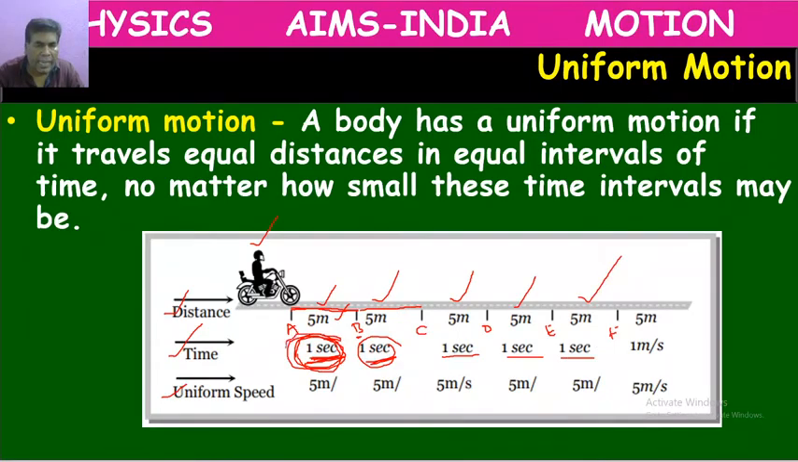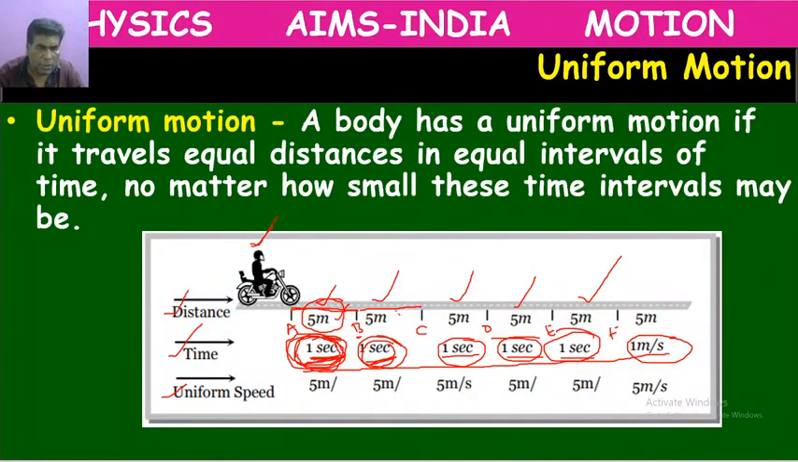So here all the time intervals are equal. So what we can say, how the bike is moving: in equal intervals of time, it travels equal amount of distance. In 1 second 5 meters, 1 second 5 meters, 1 second 5 meters. So in equal intervals of time, it is traveling equal distance. So we can say that this body, the person moving on a bike, is exhibiting uniform motion.